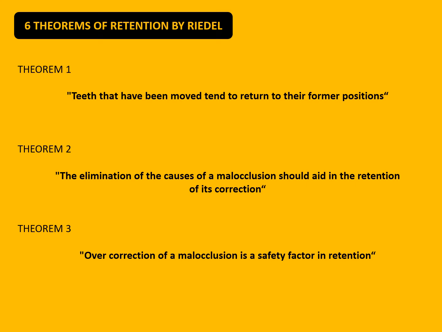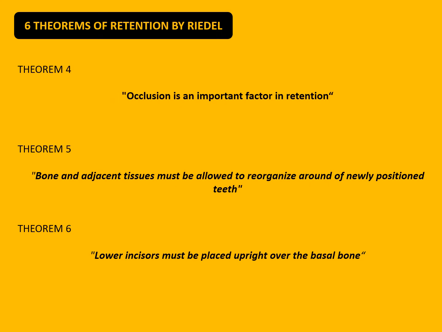Theorem 3, overcorrection of malocclusion is a safety factor in retention. Overcorrection is a safety factor in retention. Theorem 4, occlusion is an important factor in retention. As we discussed earlier, proper cuspal interdigitation or a proper occlusion is an important factor in retention.